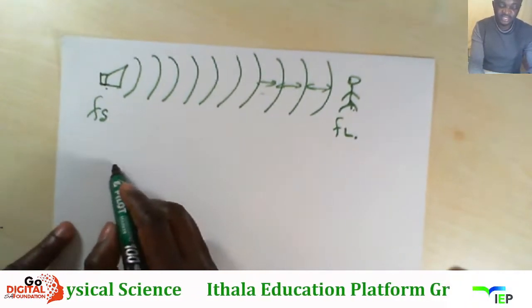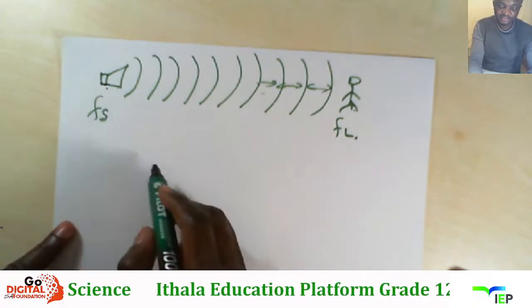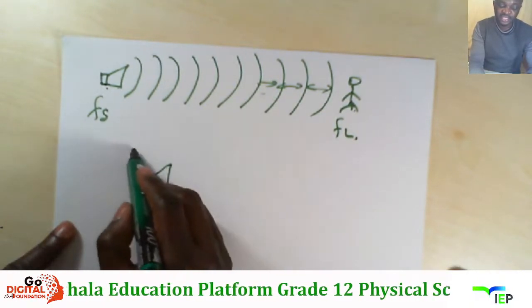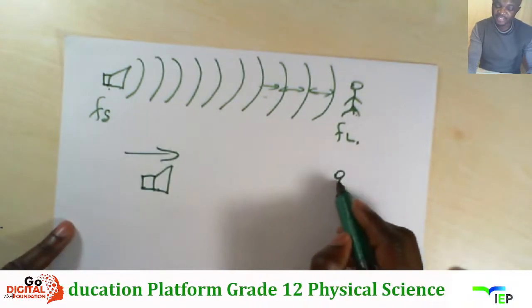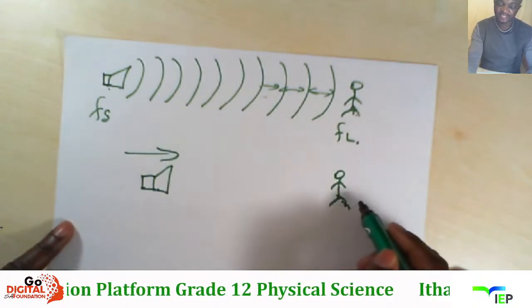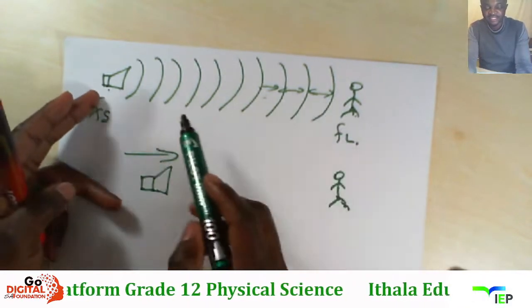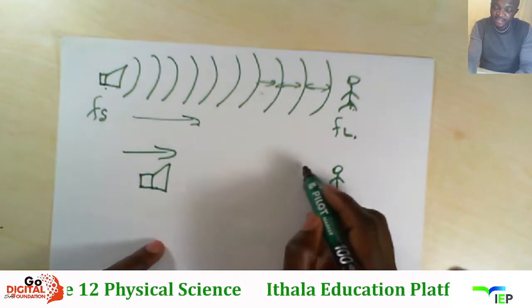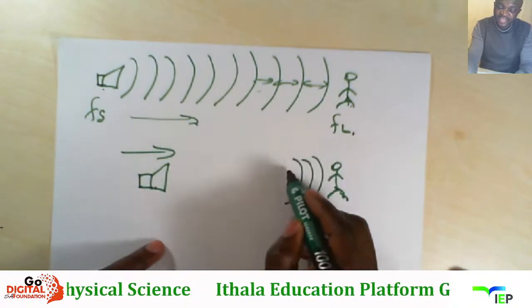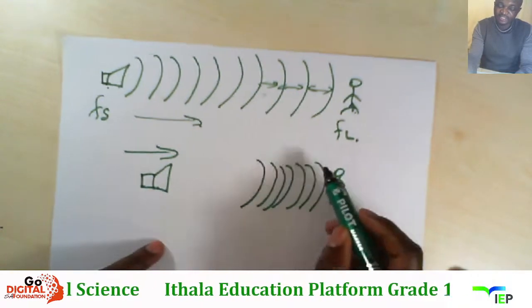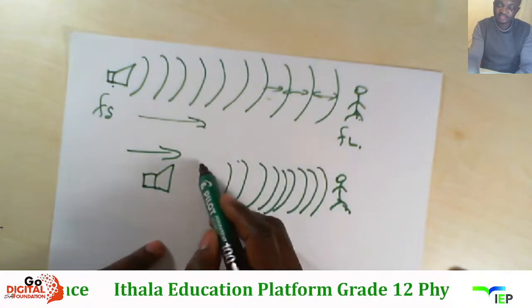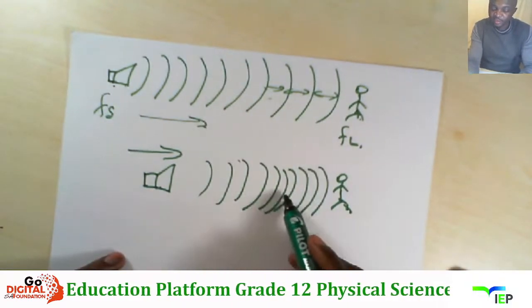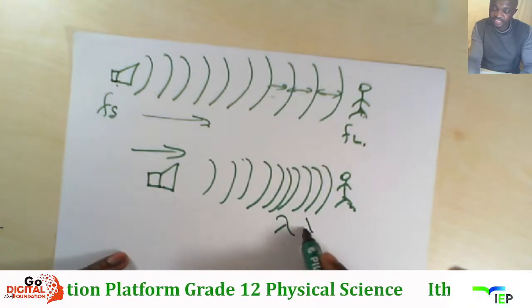Let's say now this person here, this speaker, or the person carrying the speaker, is moving, but the person here is stationary, he does not move. Now see that by the time this one approaches, since it is a pressure wave, the waves in between get compressed, as it's moving this way. The compression of the waves makes the wavelength decrease.